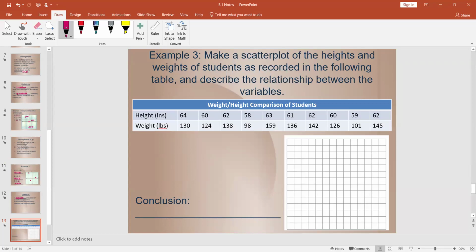So you can think of each of these. In this case, height is more independent of weight. Weight's more dependent on height. So you have height as your X, weight as your Y. So you can think of these each as their own ordered pairs. This one's like 64, 130. Each one of these is their own ordered pair.